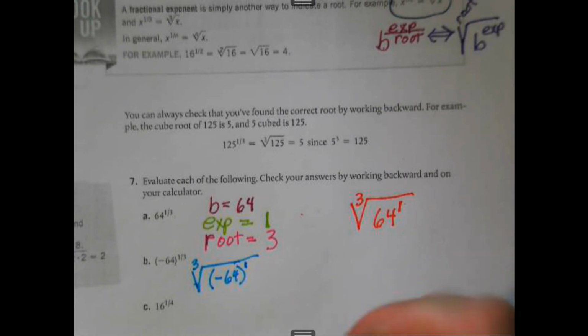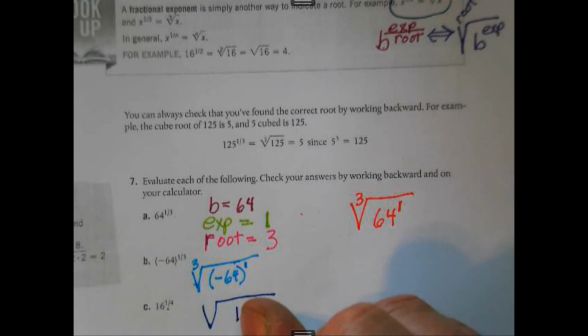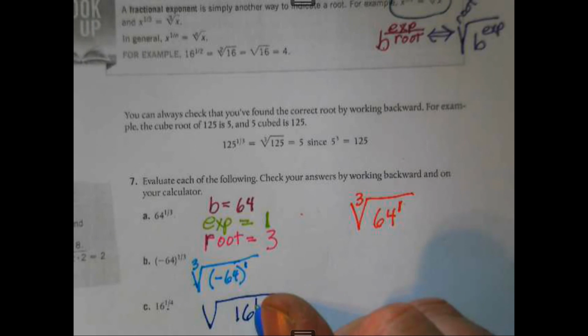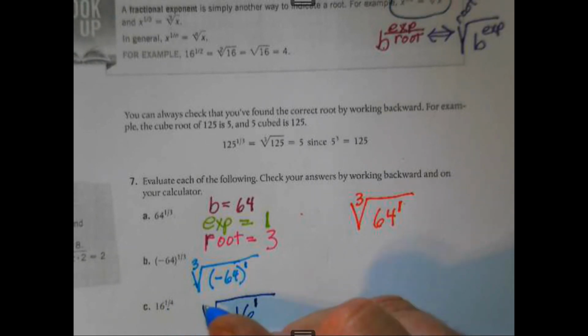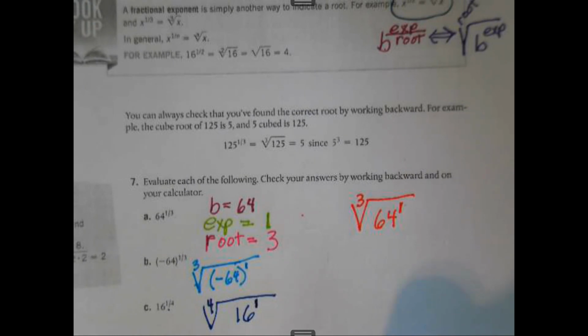16, again, my base, to change it to radical form, I need my radical. My base, 16. My numerator is the exponent of the base. The denominator is the root of the radical. My base, here's the radical. My base is 144. My numerator is the exponent of the base, and my radical is squared. By the way, if the root is 2, we normally don't put the 2 there. We just say square root of 144.